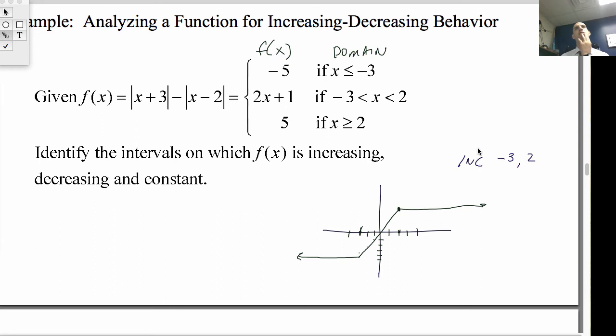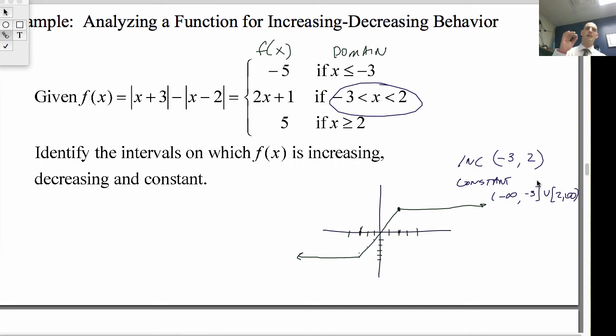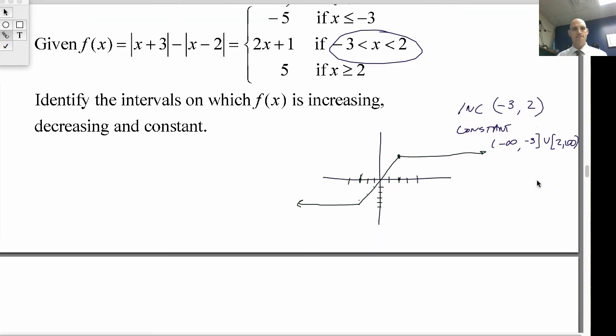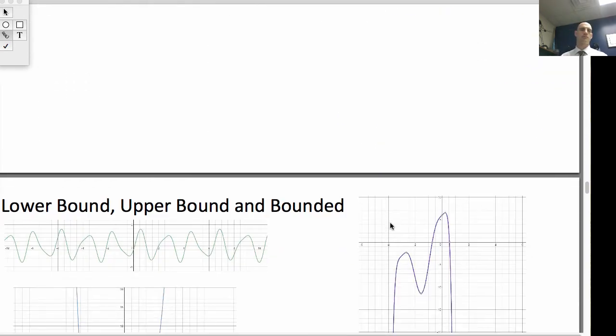Are they included? Let's see. Well, what does this tell you? They're not included. It's constant from -infinity all the way to -3, included, but also from 2 to infinity. Okay? Piecewise function, guys. It tells you exactly the intervals where it's increasing and decreasing. Okay? All right, let's keep rolling.